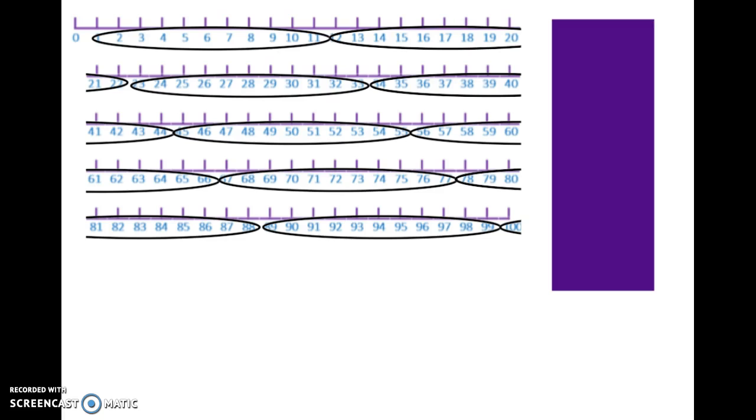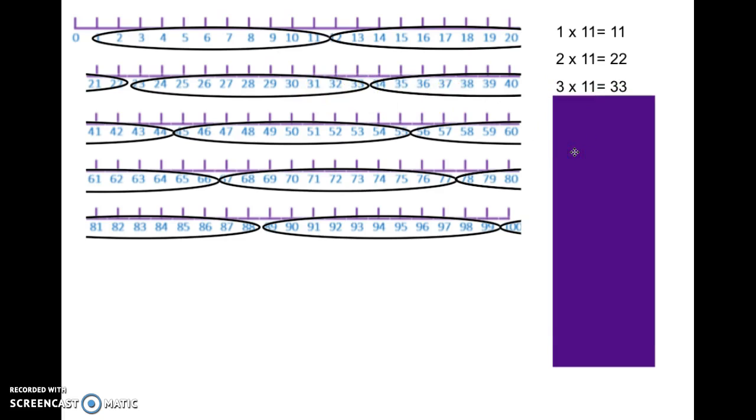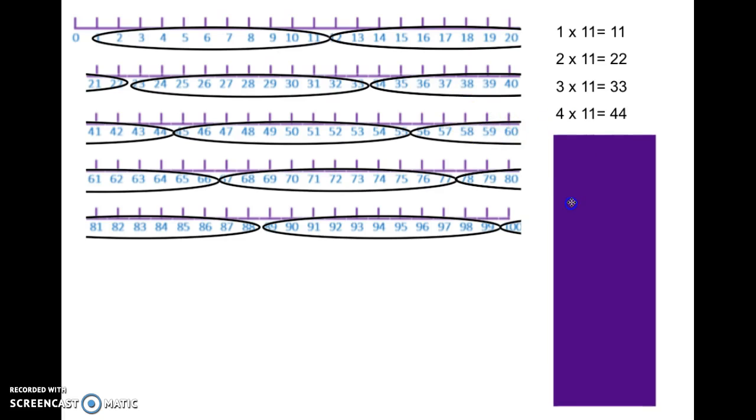just like before, we're going to go ahead and find all of the count bys, and then we'll look for patterns that we see. So one set of 11 is 1 times 11, which is 11. Two sets of 11 is 2 times 11, which is 22. Three sets of 11 is 3 times 11, which is 33. Four sets of 11 is 4 times 11, which is 44. 5 sets of 11 is 5 times 11, which is 55.